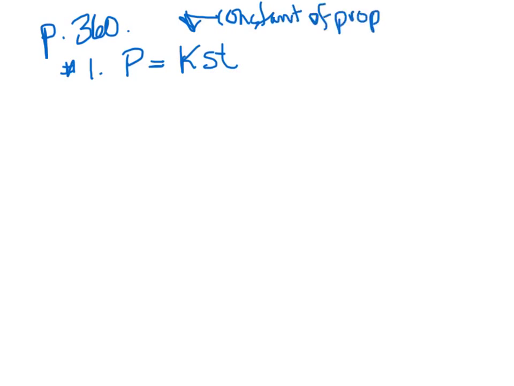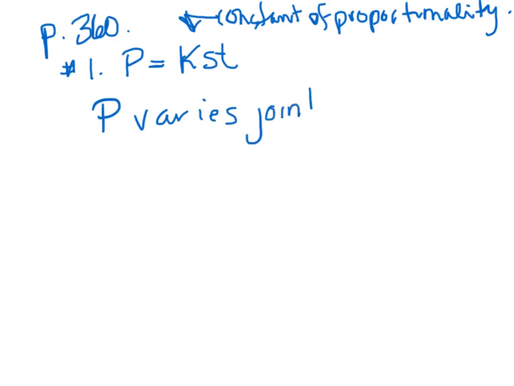Then, okay, see if I can spell that. There we go. So they want us to write this in words, and I would simply say P varies jointly, because there's two variables, as S and T, okay? If it had just been one variable, I would have said P varies directly as S. But with the two, I'll just go ahead and say that varies jointly.